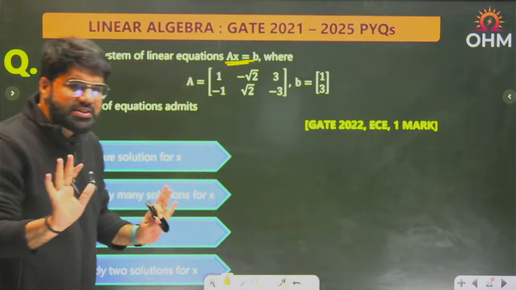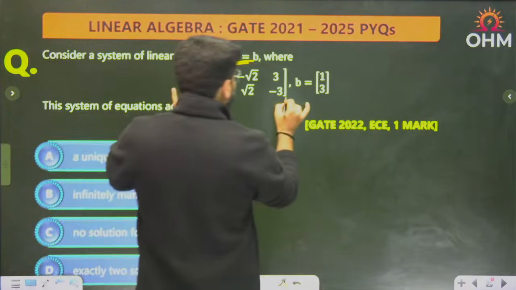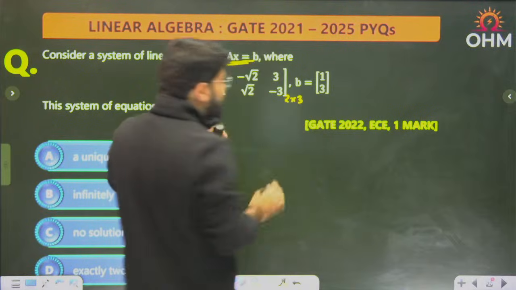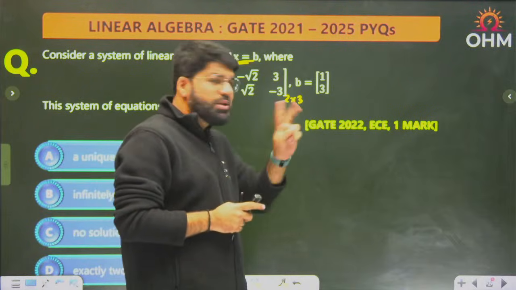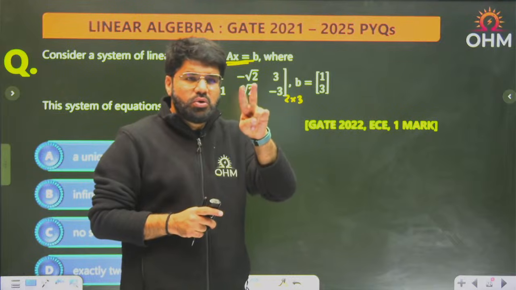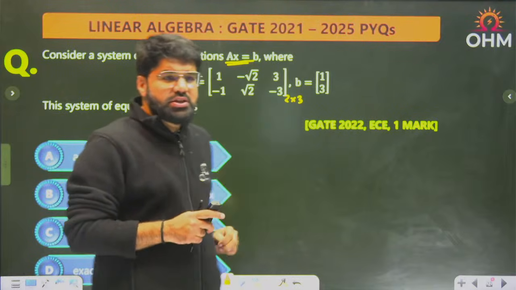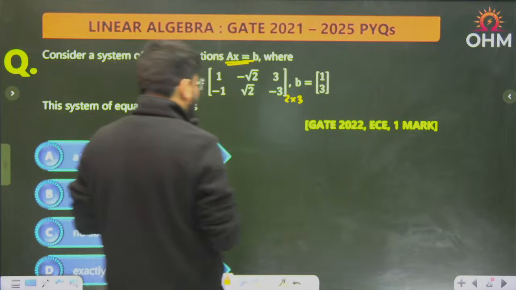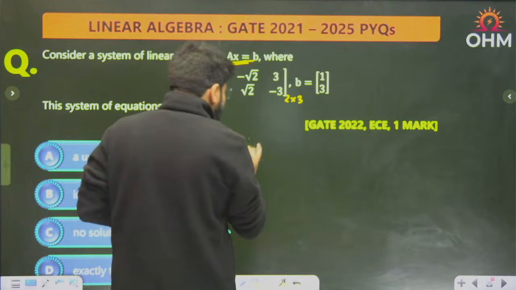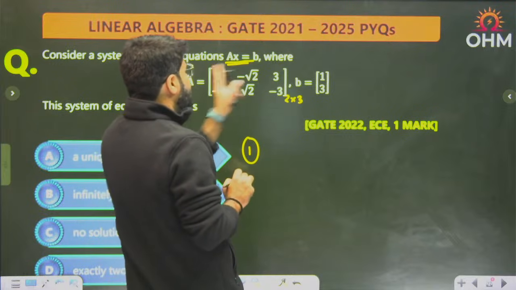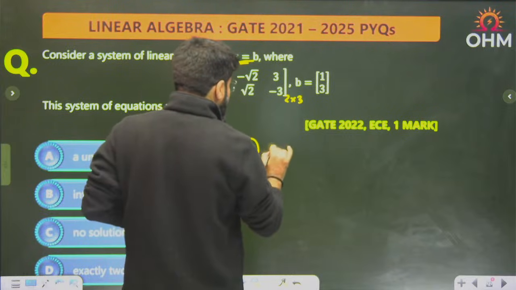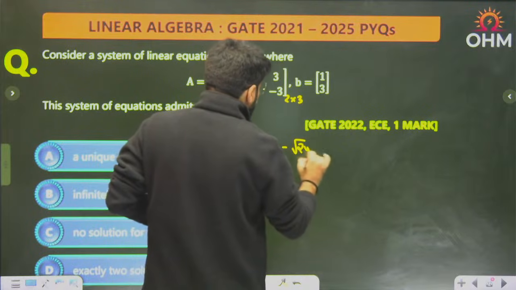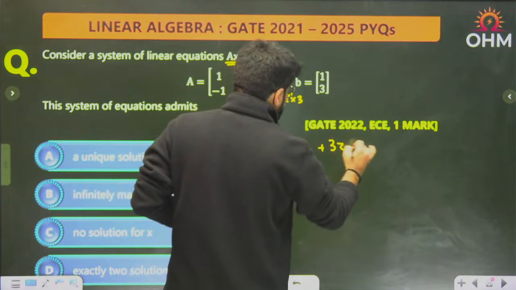Let me write down the equation. What is the type of matrix given? 2 cross 3. That means there will be 3 variables but only 2 equations. We call it underdetermined, because for 3 variables you should have 3 equations, but no problem. What is going to be the first equation? These are the coefficients of x, y, z. That means x minus root 2 y plus 3z equal to how much?